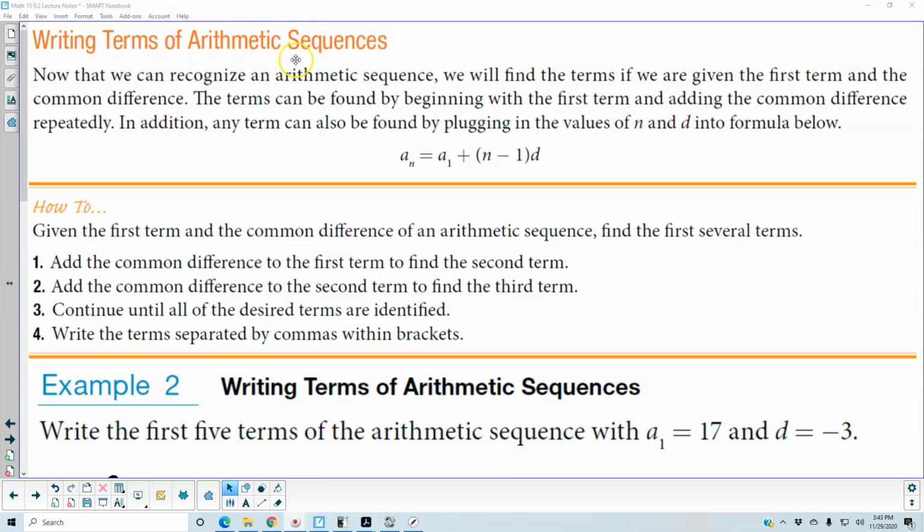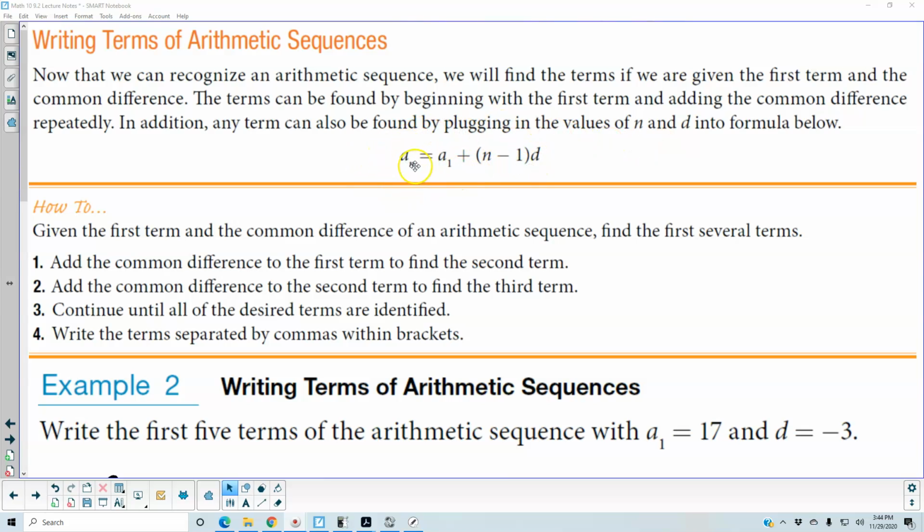Writing terms of an arithmetic sequence. Now that we can recognize an arithmetic sequence, we will find the terms if we are given the first term and the common difference. The terms can be found by beginning with the first term and adding the common difference repeatedly. In addition, any term can also be found by plugging in the values of n and d into the formula below. So we want to be able to have this formula handy.